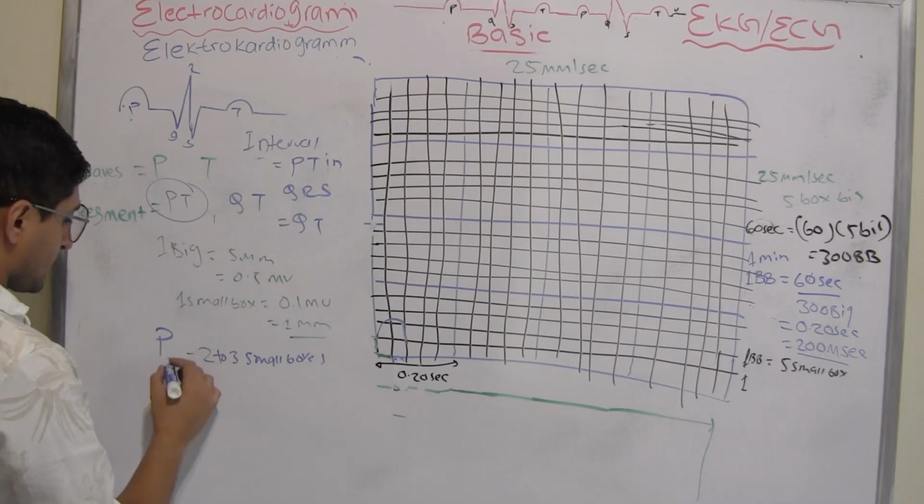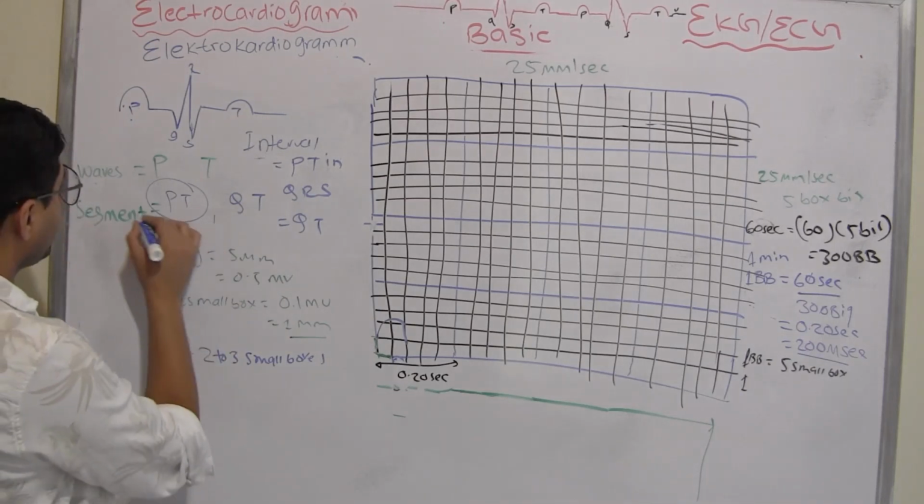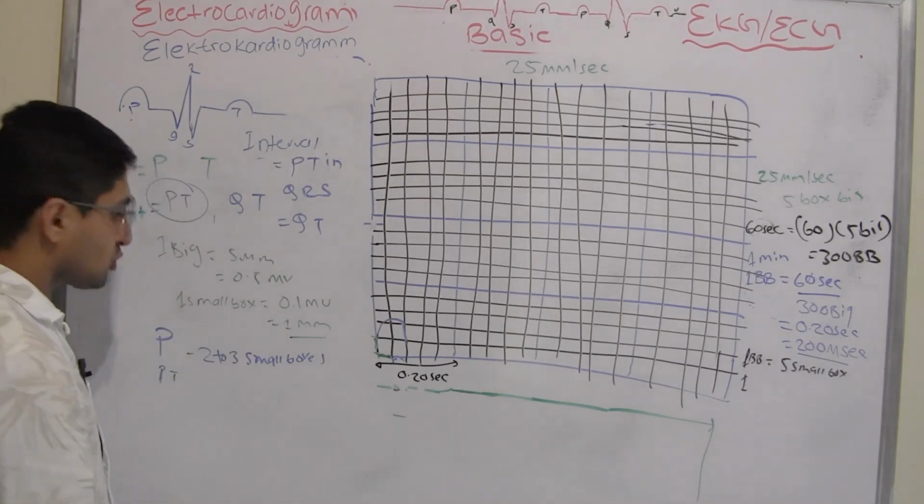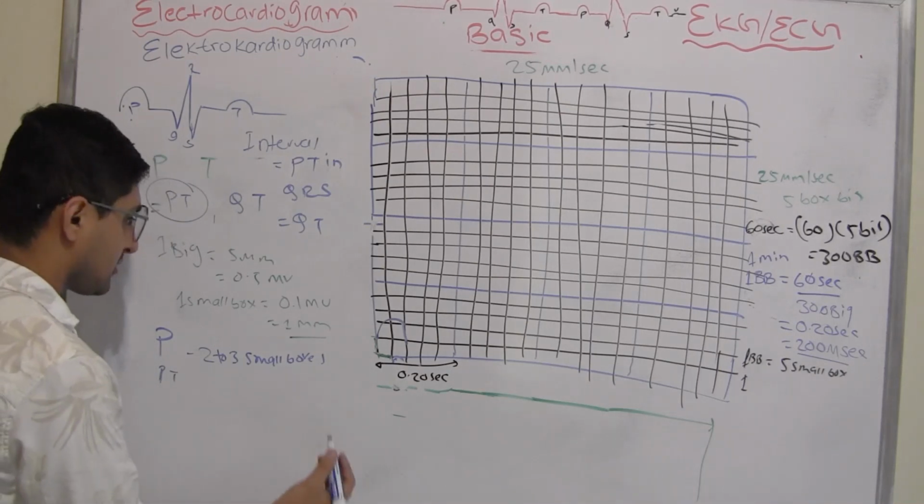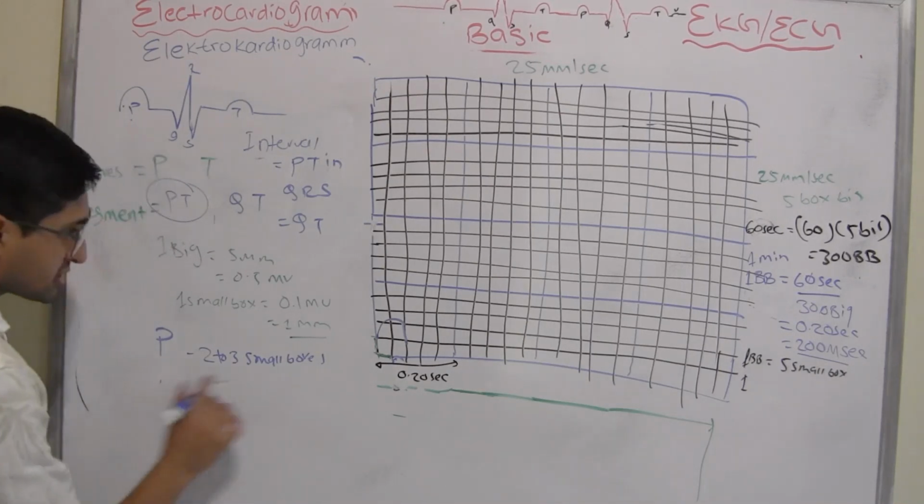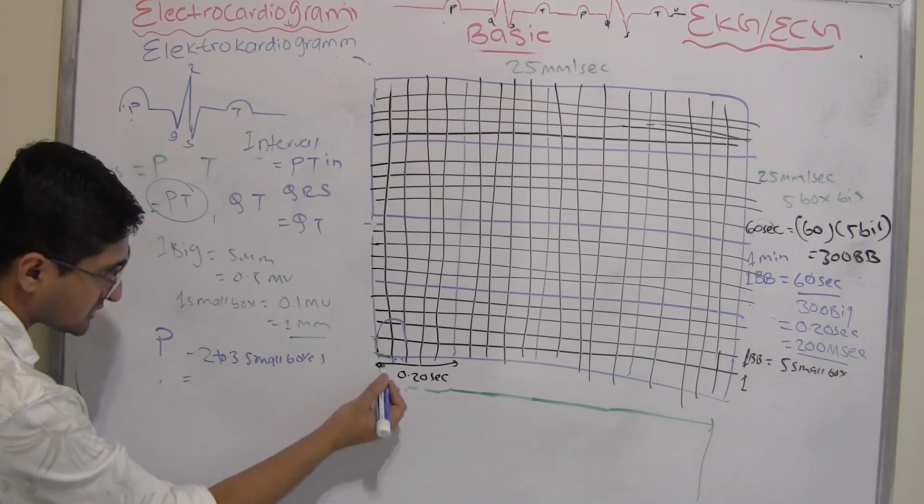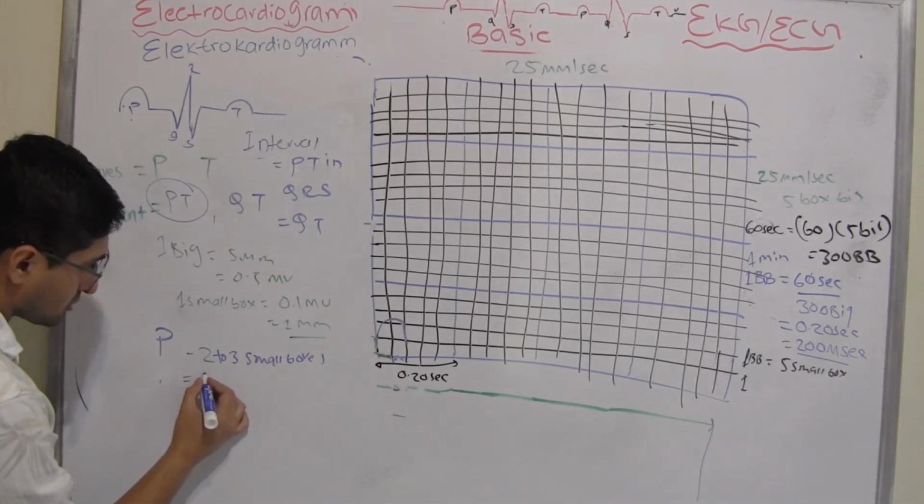And what is another? The PR segment, right? Usually when you draw the PR segment, we also draw it in 2 to 3 small boxes. You can say 2.5 small boxes to 2 to 3 small boxes. That means what is the time duration? If I do, so each box is, let's say each box is 2 boxes, right?